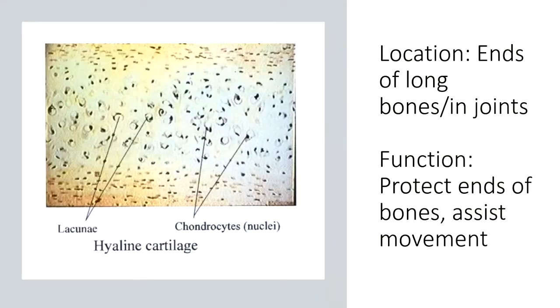So we're out of our connective tissue propers, and we're now into our supportive connective tissues. This is our first of the cartilages. There are three cartilages. We are not going to cover fibrocartilage, but this is hyaline cartilage. This is the cartilage found at the ends of your long bones, in your joints. Its function is to protect the ends of those long bones and protect the joint during movement, and assist in movement. These are the cartilages someone may have damaged in a joint, like in their knee. This is the main cartilage, the articular cartilage, that we're going to talk about.